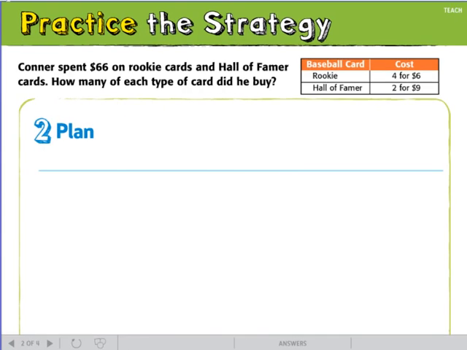Okay, so here's our plan. What's my plan? You divide? Oh, wait, no, I don't want to divide. Yes, sir. Multiply 4 for 6 and 2 for 9, for the rookie and Hall of Fame card. Not yet. You multiply 66.